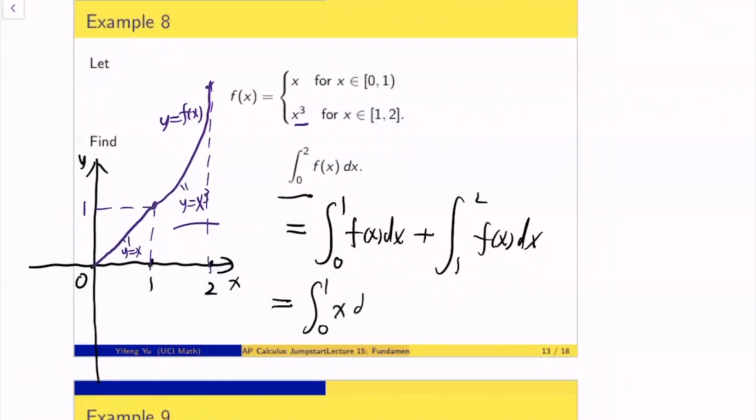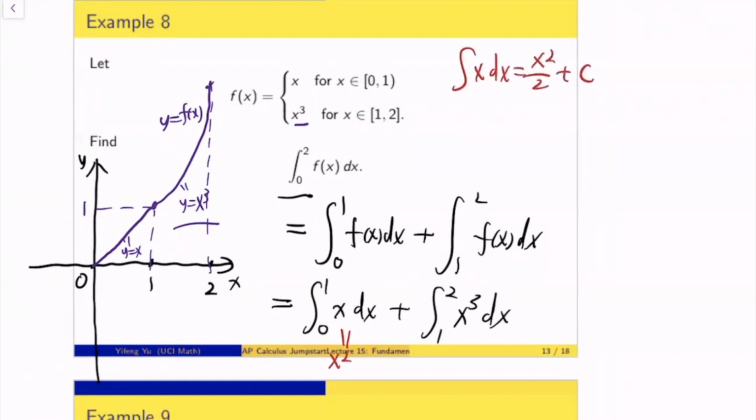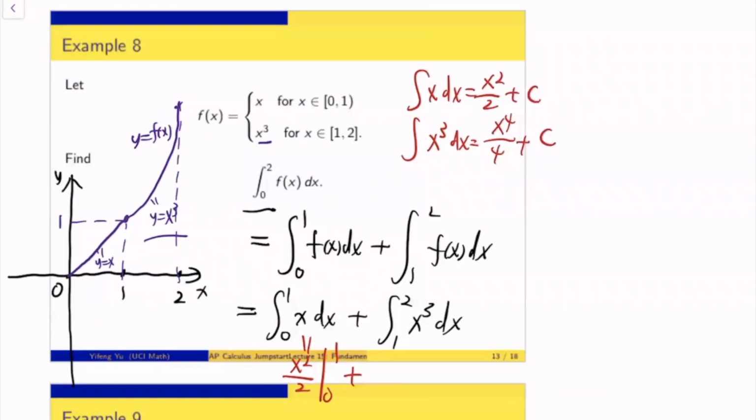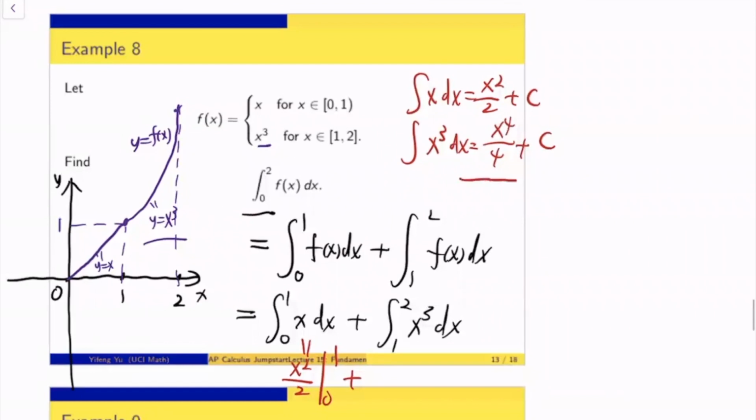So this is just the integral of x dx from 0 to 1, plus the integral of x cubed dx from 1 to 2. Let's apply the antiderivative. The antiderivative of x is x squared over 2 plus c, and the antiderivative of x cubed is x to the 4th over 4 plus constant c. So it's x squared over 2 evaluated from 0 to 1, and then for the second part, x to the 4th over 4.